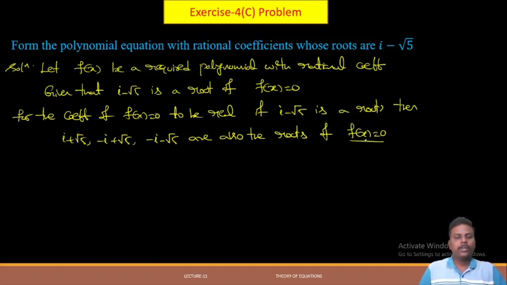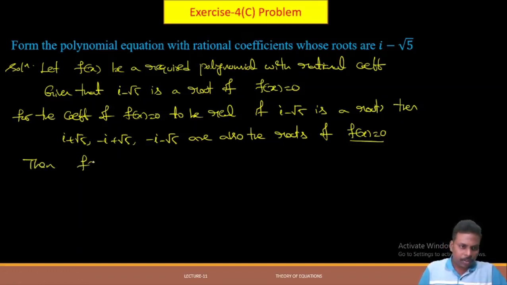It is very similar to the result that we have studied. If root a plus root b is a root of a polynomial equation f of x is equal to 0, then root a minus root b, minus root a minus root b, minus root a plus root b are also the roots of f of x is equal to 0. It is just similar to this.